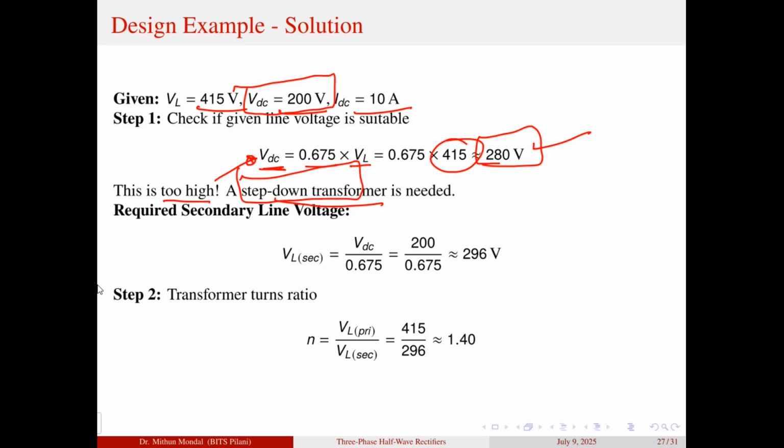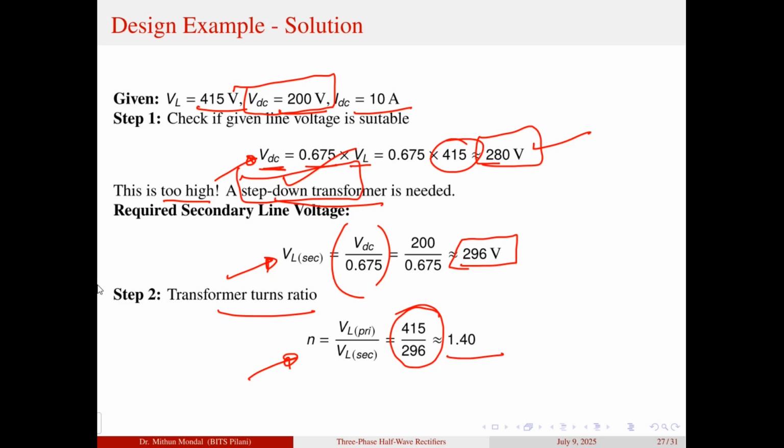This will bring down the voltage, and hence the secondary voltage will be VDC by 0.675, which comes to be 296 volt. The transformer turn ratio required for this step down transformer, primary voltage by secondary voltage, comes to be 1.4, as the turn ratio from primary to secondary.